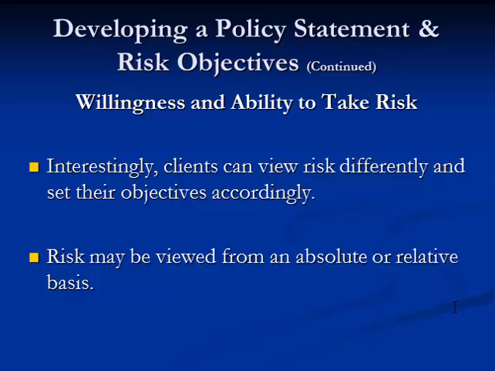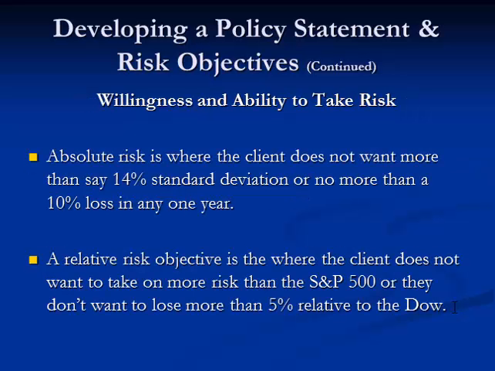So some people take an absolute or a relative view, for example. An absolute view would be, I don't want to take any more than a 14% standard deviation or no more than a 10% loss in any 1 year. Nearly nobody will tell you that in the real world in terms of a 14% standard deviation. But there are some that will actually think that way, but very few. A lot of them will tell you, I don't want to lose more than 10% in any 1 year, and then you need to develop an asset allocation that's designed to prevent that.